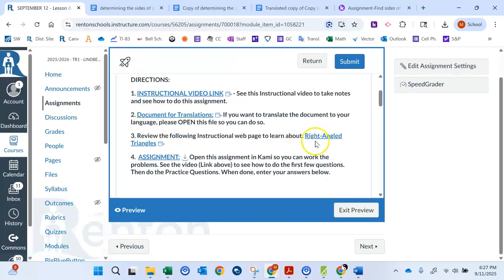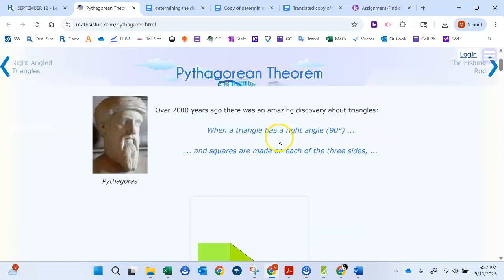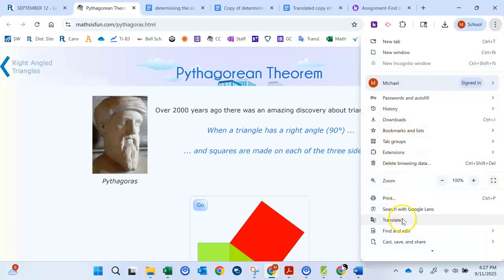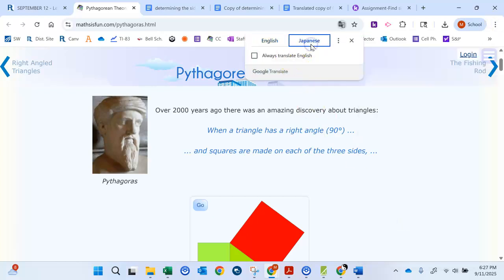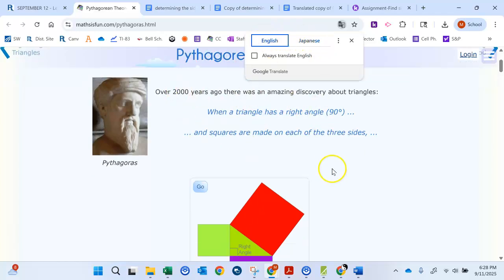I want you to go to this one, right? This website right here, Right Angle Triangles. Open up on that. And it talks about right angles. So go ahead and do that. If you need to translate it, you can translate over there, Japanese if you want, but whatever language, okay? So I want you to read through these.